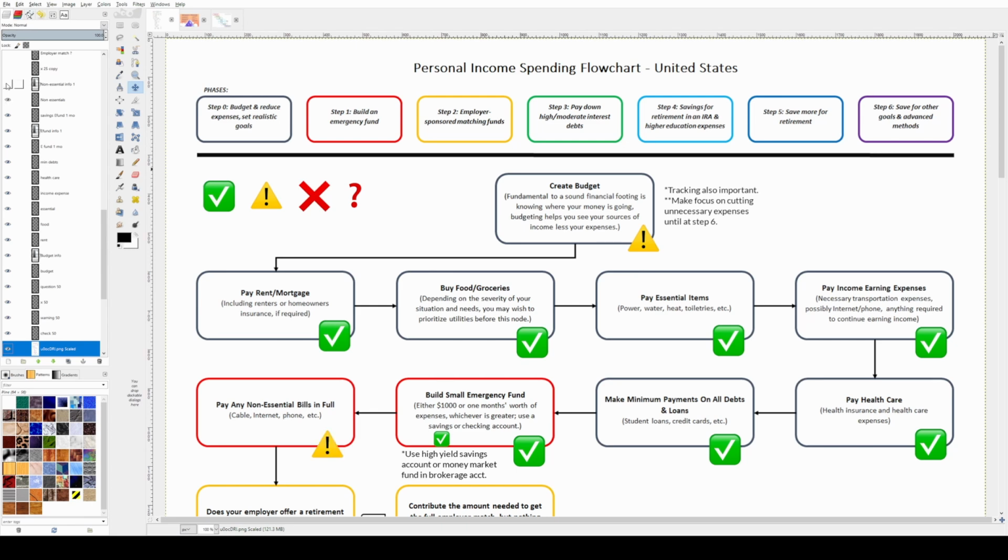And I have actually a little bit of a warning symbol here. Not that this is wrong, but I think in general you want to try and cut or cancel as much unnecessary expenses as you can until you are at that step 6. So from this provided list here, internet and phone are probably necessities, but cable, for instance, is something that I think should definitely be cut. Now, if you're already in a contract and have the bill to pay, then you should pay it, but ideally you want to try and get out of those contracts and any other unnecessary expenses you have.